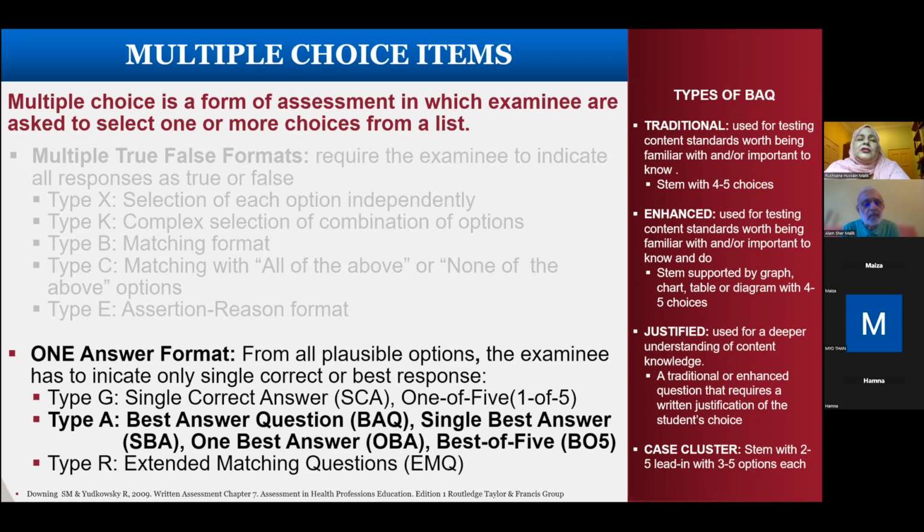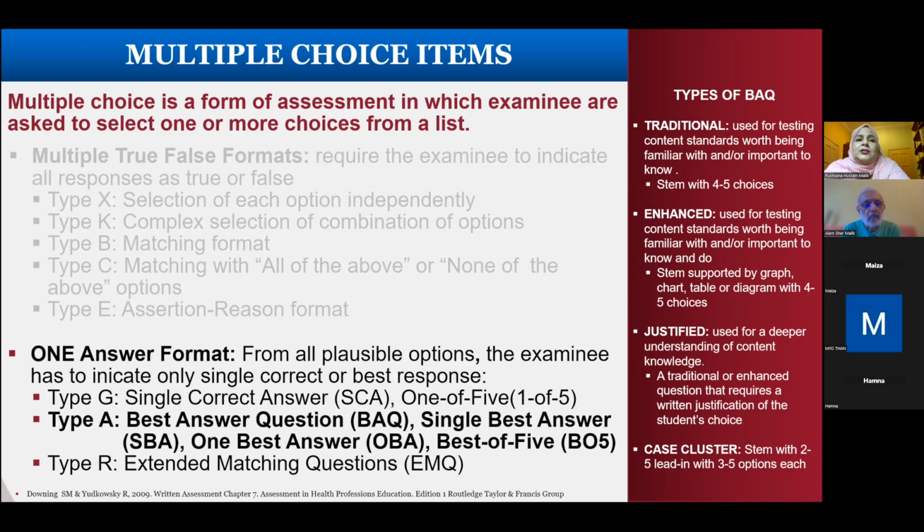The other format is called the one answer format, where all options are plausible and the examinee has to indicate only the single correct or the best response. The type G is called the single correct answer, SCA, or one of five, which it was called many years ago.